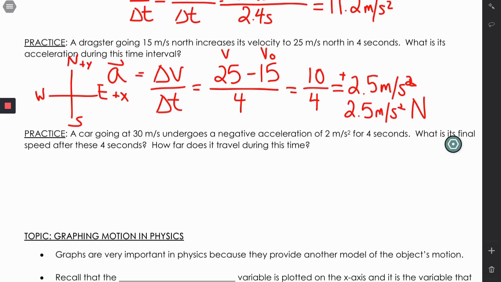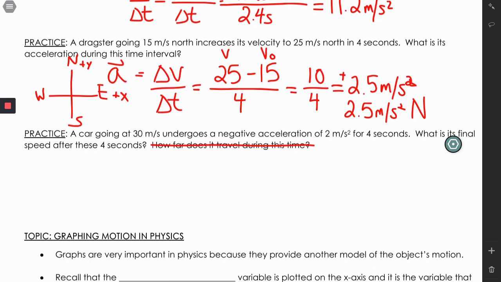Now, in this last question, we're not going to do this part here, how far has it traveled during this time, because at this point in time, we don't have quite the knowledge yet to do this. We would need one of our constant acceleration kinematics equations to do that part, but we can do the top part where we talk about the final velocity after 4 seconds.